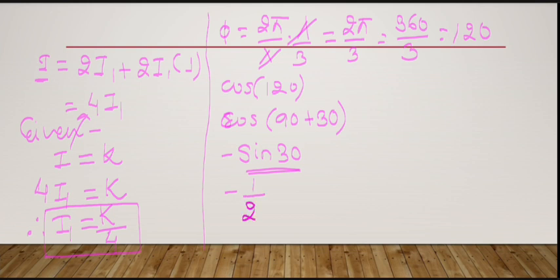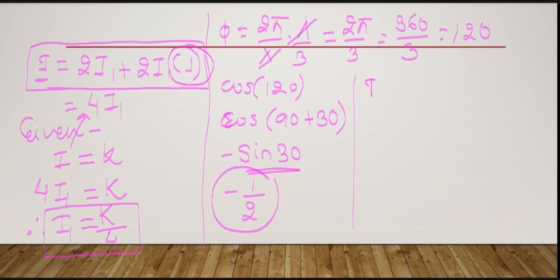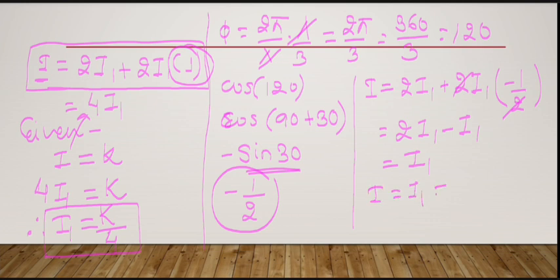Sine 30's value is 1 by 2, so it is minus 1 by 2. So from this equation, in place of cos phi, which was equal to 1, we have to put minus 1 by 2. So I is equal to 2 i1 plus 2 i1 multiplied by minus 1 by 2. The 2 and 2 get cancelled, so we are left with 2 i1 minus i1. So finally we have i1. So here also I is equal to i1, which is equal to k by 4. So we are done with the second part of the question as well.